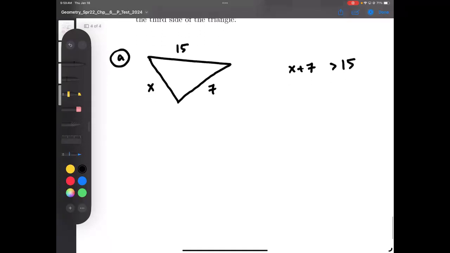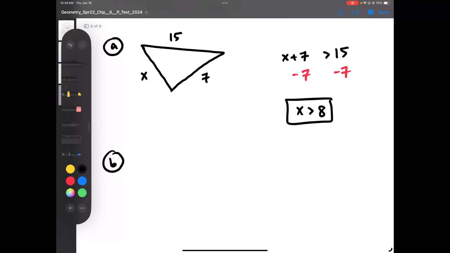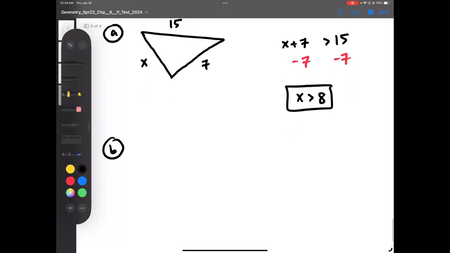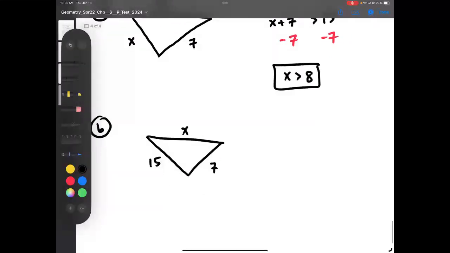Once you do that, do you subtract 7? Because you've got to solve for x, right? So x is bigger than 8. Okay, part B. Part B is what has to be the longest this time? X. So switch it around. 7, 15, x. You're going to do the same thing. So x is off to the right. It's going to be 15 plus 7. What's 15 plus 7? 22.